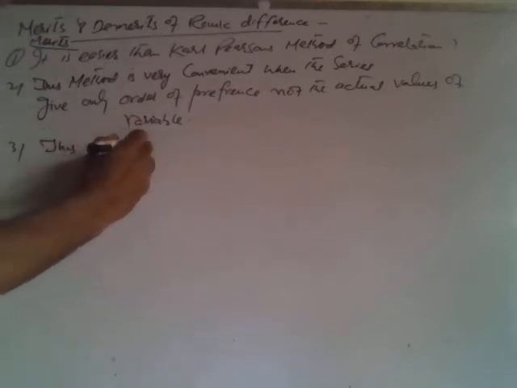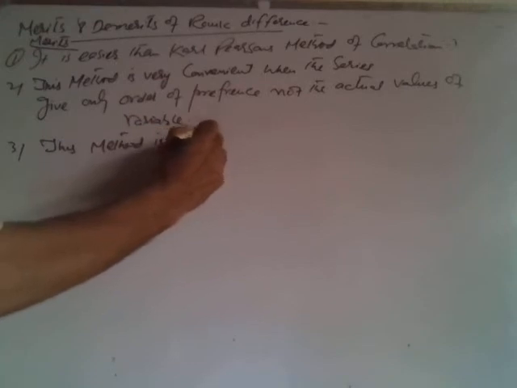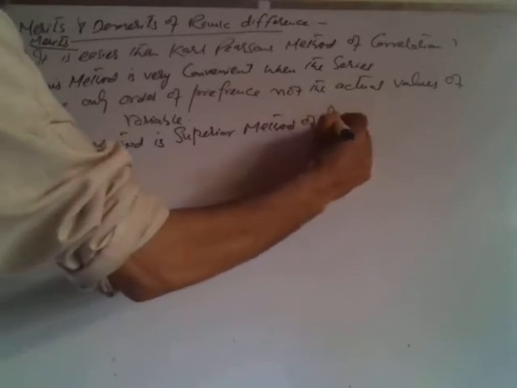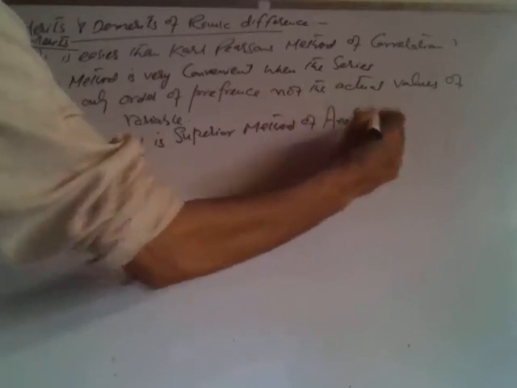थर्ड मेरिट है इसका, it is a superior method of analysis in case of qualitative distributions such as those relating to virtue, wisdom or ignorance. So this method is a superior method of analysis in cases of qualitative distribution.